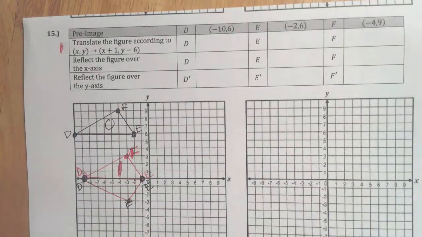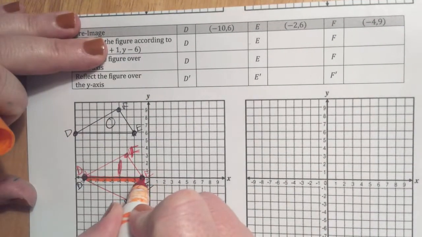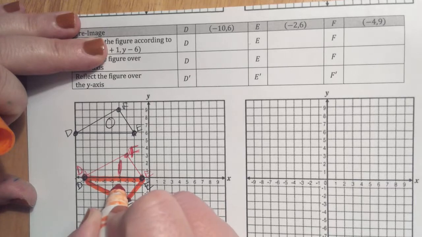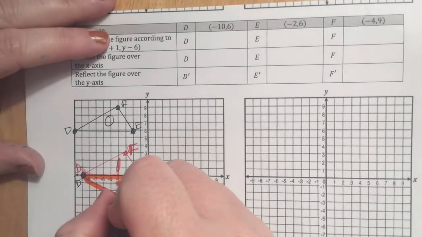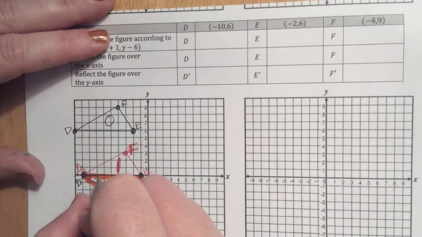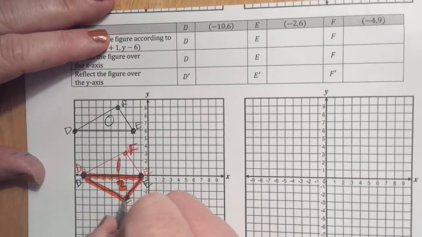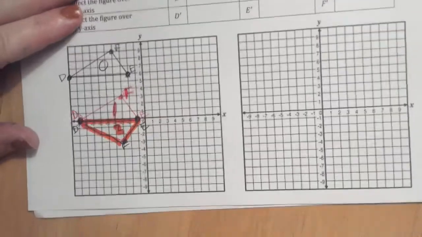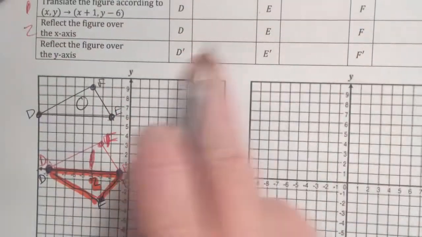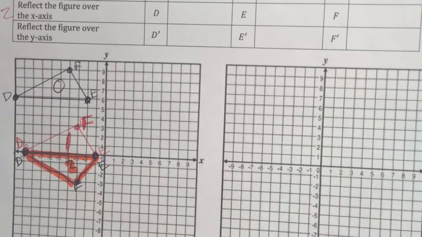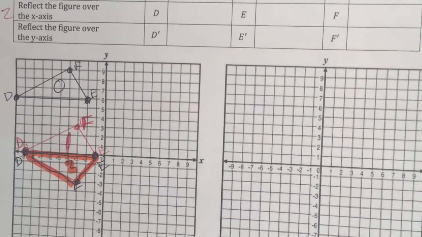So maybe I'll make that orange. Okay, and that's my second action. That right there is my second action. Okay, so now that was the second action. You probably want to write down the coordinates. Okay, but what I really want is the final coordinates.